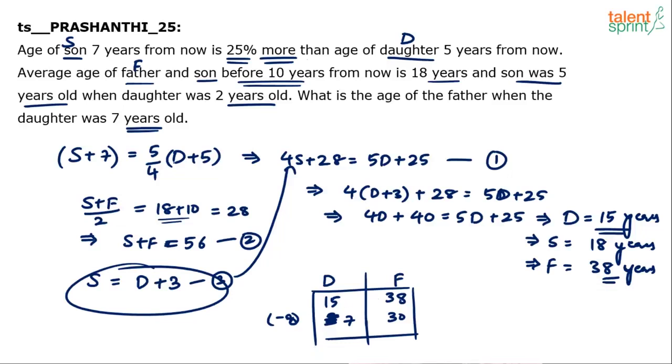You getting it? Daughter was 7 years old 8 years ago. So if you subtract 8 years from daughter's age, you have to subtract 8 years from father's age as well. So your answer to this question will be 30 years. Answer is going to be 30 years.